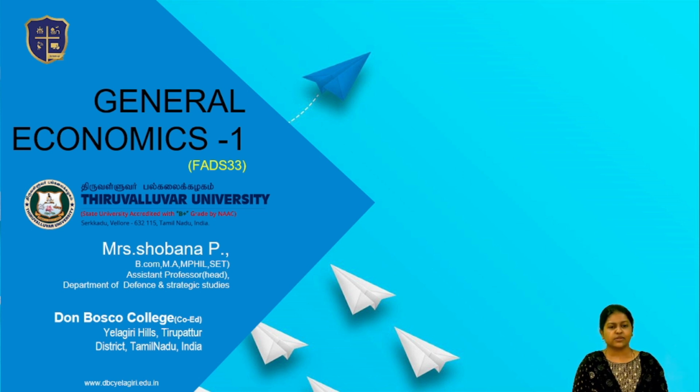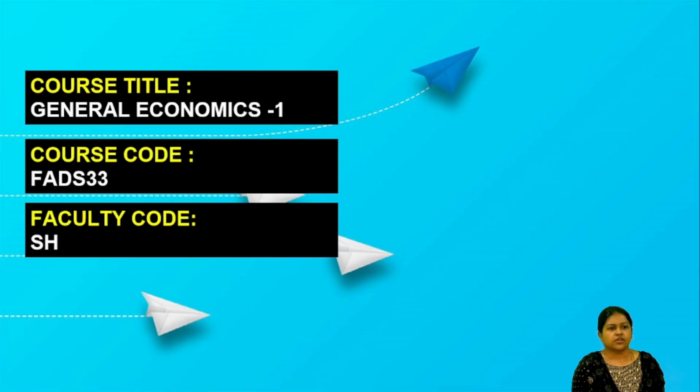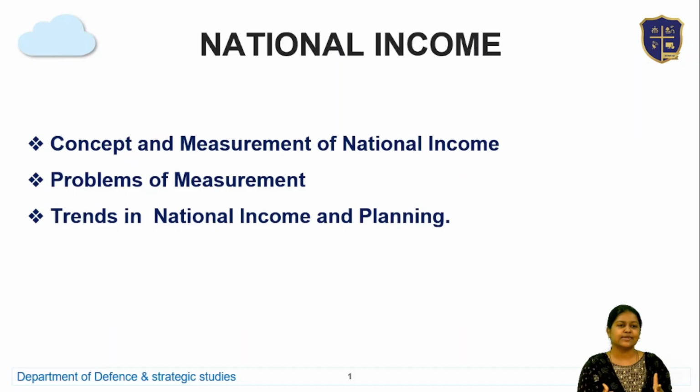In the last class, we saw the course outcome of General Economics and the reference books. Today we will see one unit, that is National Income. The course code is FADS 33 as per the Trivandrum University. Let's first see the subheads of national income.